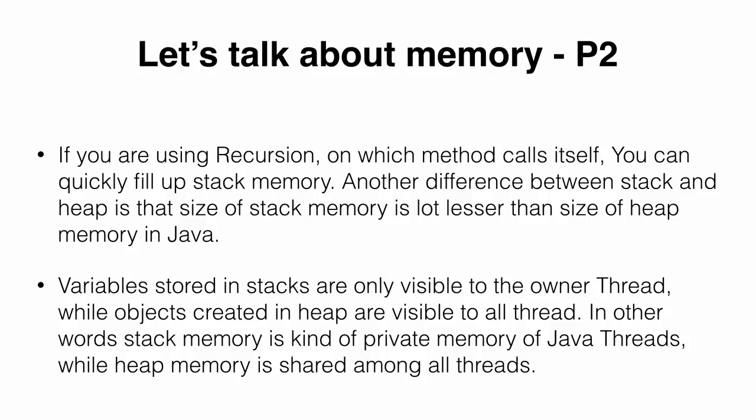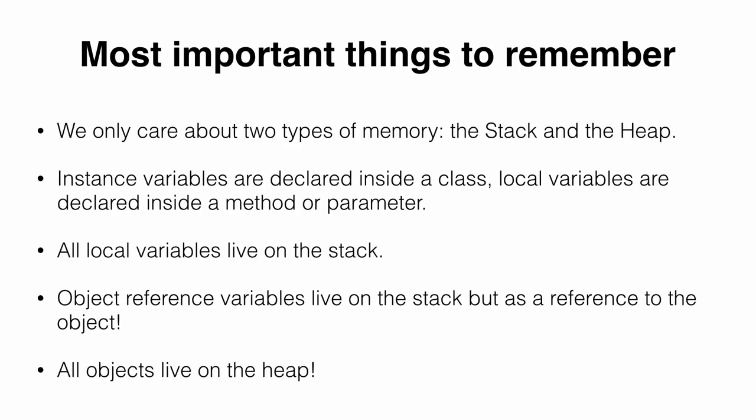Variables stored in stacks are only visible to the owner thread, while objects created in the heap are visible to all threads, which is very useful. In other words, stack memory is kind of private memory of Java threads, while heap memory is shared among all threads. We'll jump into multi-threading later on in this course, but it's something you will need to know as a production programmer.